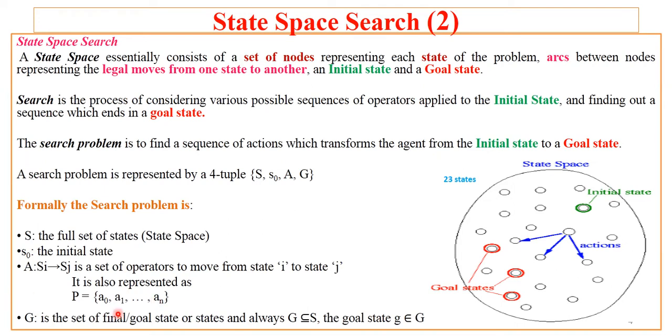Now what is G? G is the set of final states or goal states, and if you see carefully, this G, the set of goal states, is always a subset of the original state space S. Even here, there are 23 states. Of these, only 3 red circles are the goal states, and these 3 circles are a subset of the entire state space, which comprises 23 states. Hope you understood, and I will make this clear in the subsequent discussion.